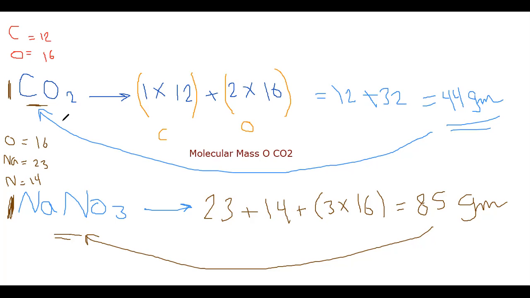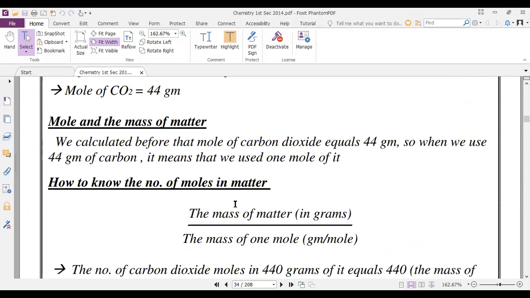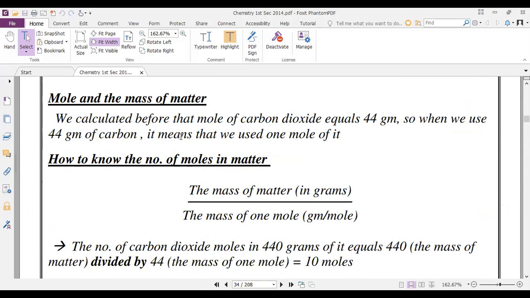So you must take care with this multiplication, okay? If he needs half a mole, 2 moles, 0.4 mole, 0.1 mole, okay? Do you understand these types? Let's return to our booklet. This is 44. Mole and mass matter.